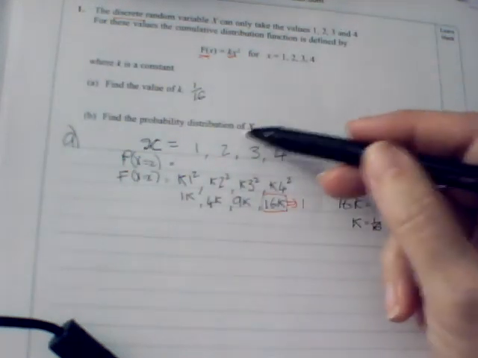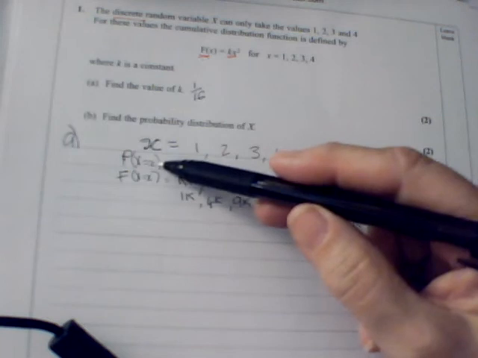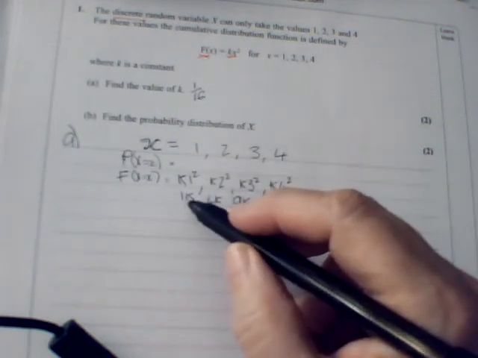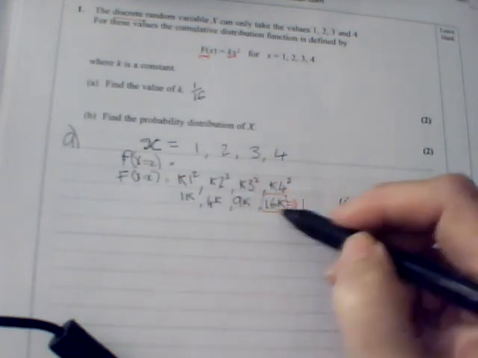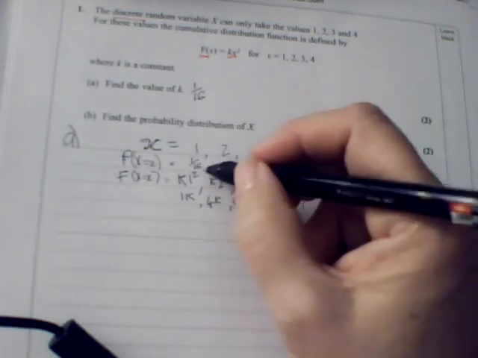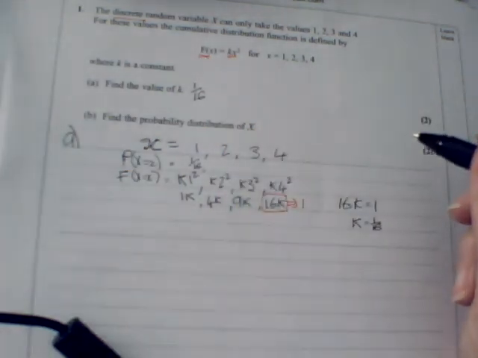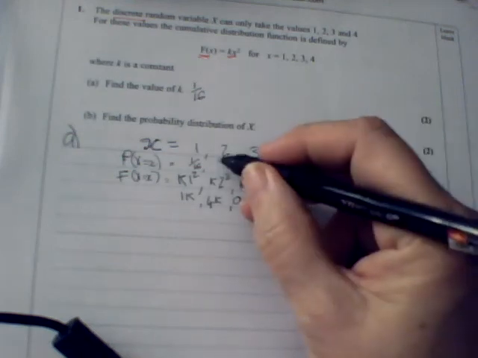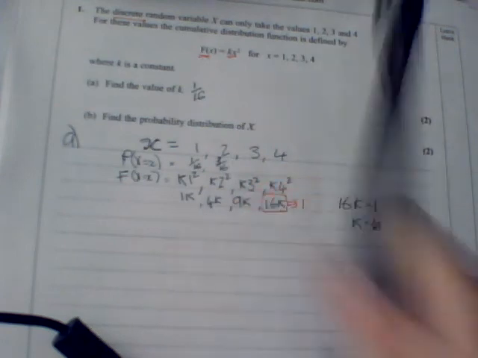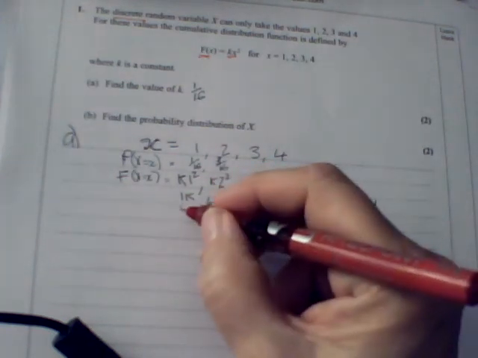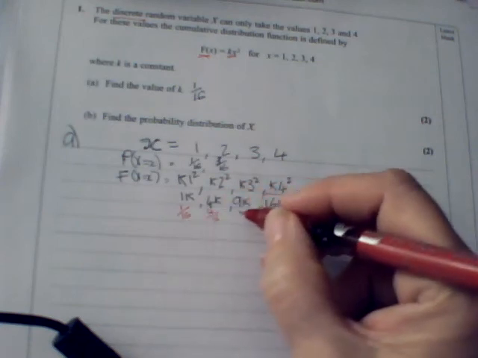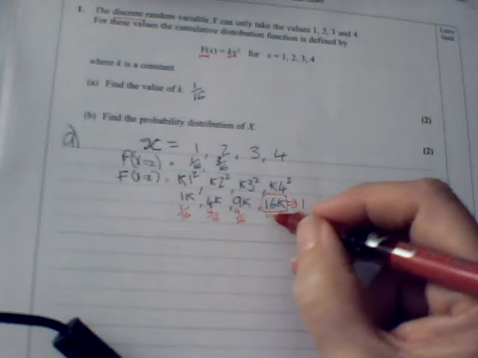Now we've got to find the probability distribution of x. So that's this part here that I'd started doing. The probability distribution now is these numbers over 16. The first one is going to be 1 over 16. The second one is going to be 3 over 16, because, actually, let me write an extra line here because it's going to get confusing. The cumulative one is 1 over 16, 4 over 16, 9 over 16, and 16 over 16, which is 1.